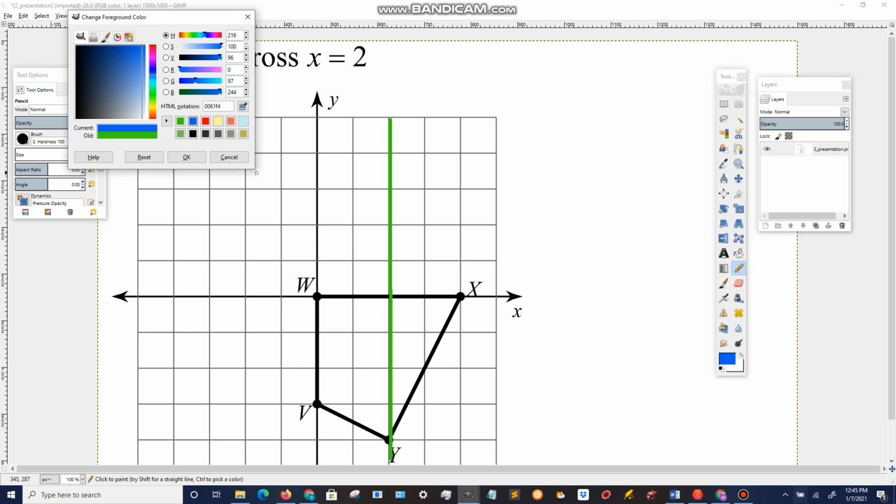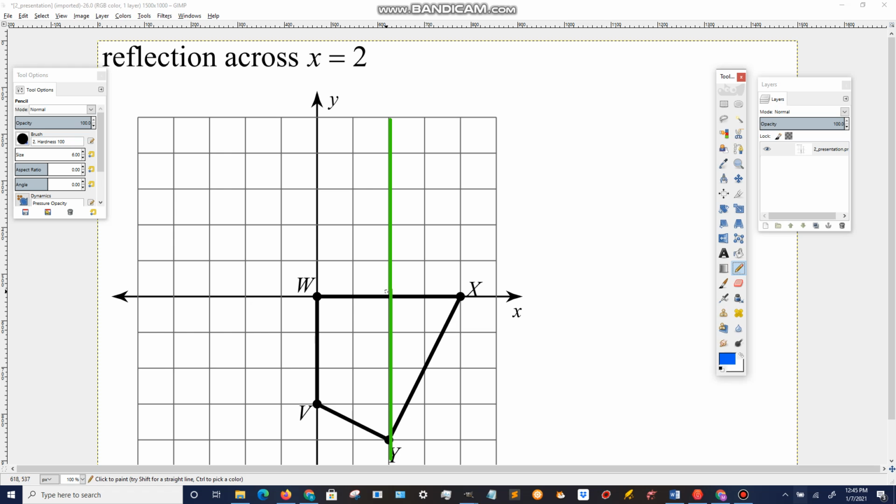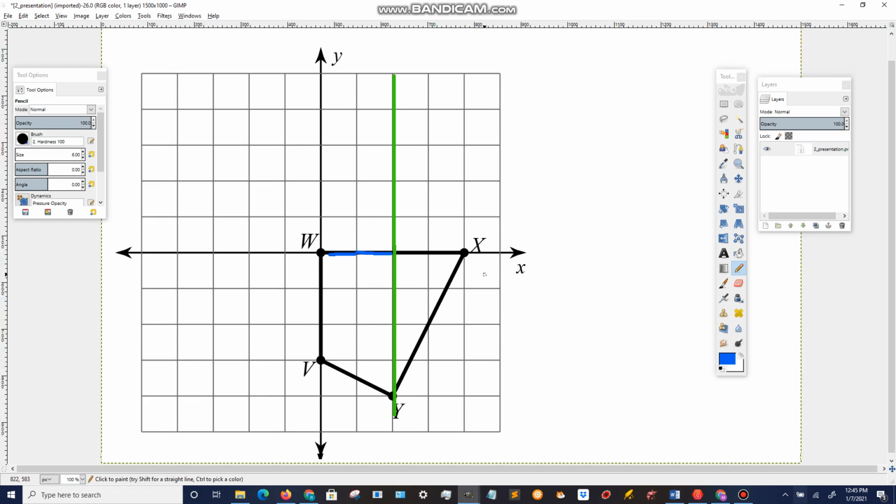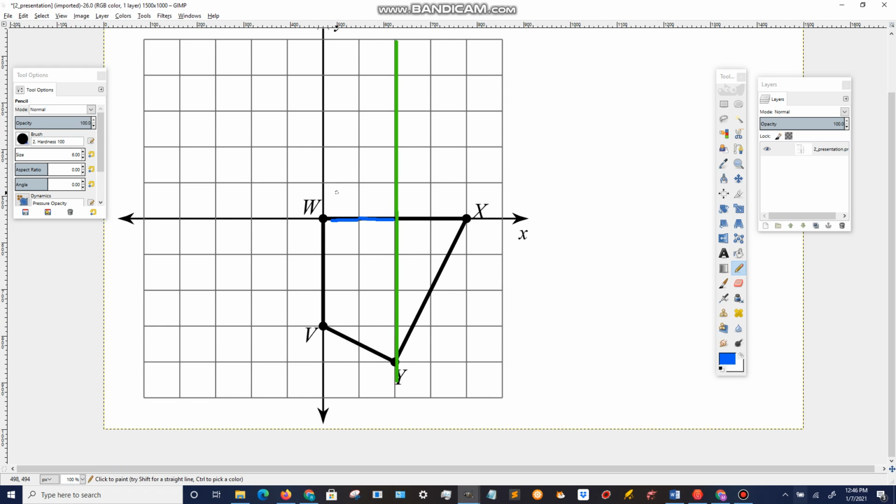Then what I do is I just sort of go point by point. So W, you can see it's 2 units away. Actually, all that happens here is it looks like W and X are going to change spots because they're both the same distance away. So all that would happen here is this would become X and this would become W. That kind of saves me some work. V looks like it is also 2 units away, so it's going to end up here. And Y is actually on the mirror, so it's going to look just like this.